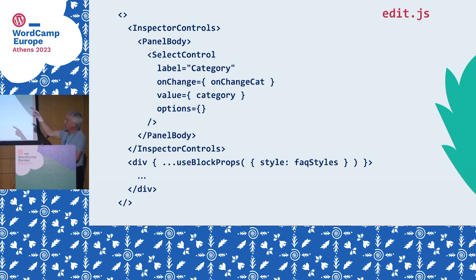So we've already previously got category. We destructured it from attributes. So we can assign the category to the value, so that the SelectControl will display whatever the current category in attributes is. And we have an onChange function, which we're going to come to.